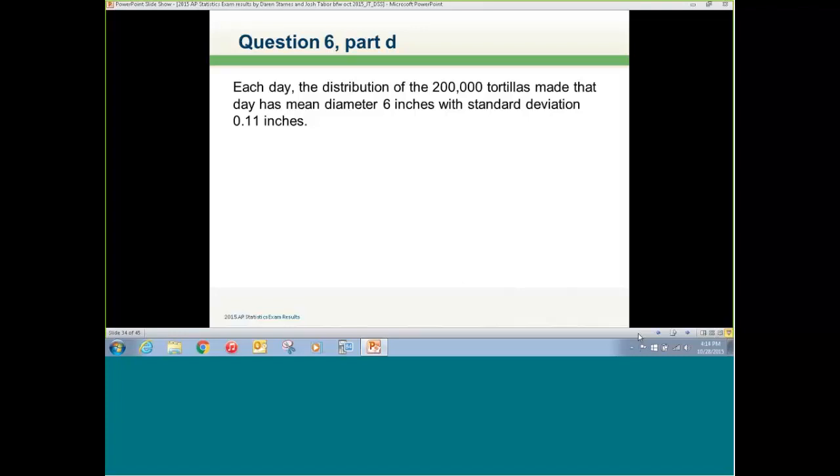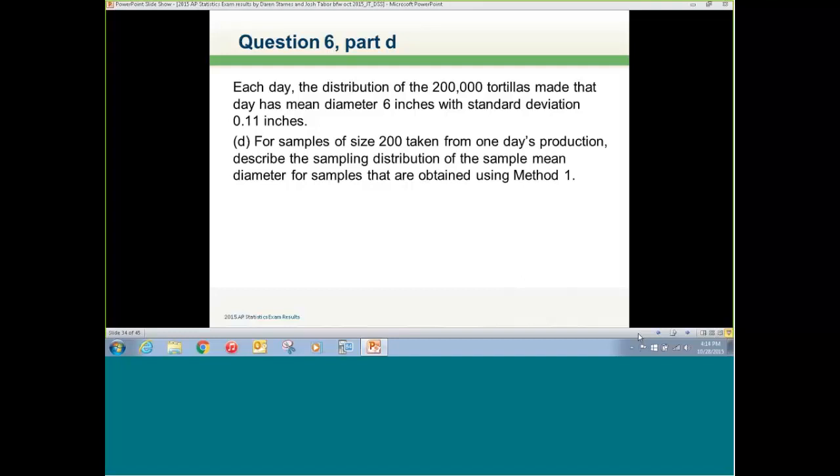Each day, the distribution of the 200,000 tortillas made that day has a mean diameter of 6 inches with a standard deviation of 0.11 inches. For samples of size 200 taken from one day's production, describe the sampling distribution of the sample mean diameter for samples that are obtained using method 1. Whenever students are asked to describe a distribution, they're expected to talk about shape, center, and variability. That's what we were hoping to see in student responses for this part. So here's the model solution.